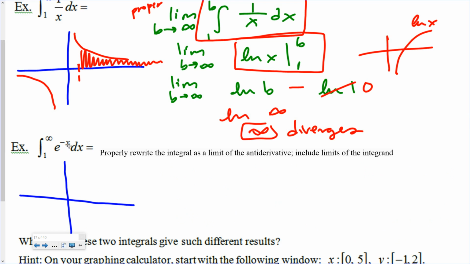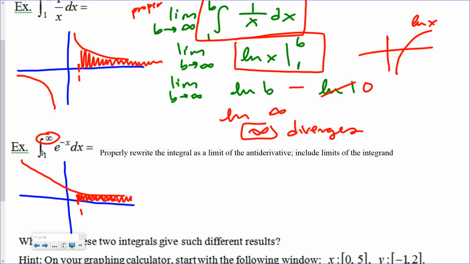Let's graph e to the negative x. If I graph e to the negative x, remember what that looks like. We just talked about it. It looks like that. I want the area under the curve of e to the negative x from 1 to infinity. So this area right here looks a lot like this picture, right? So if you had to guess what this area is, what would you say it is? Infinity, but it's not. So let me show you why.